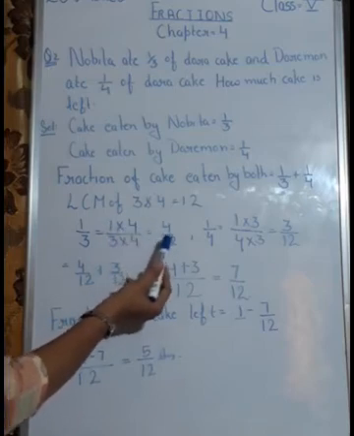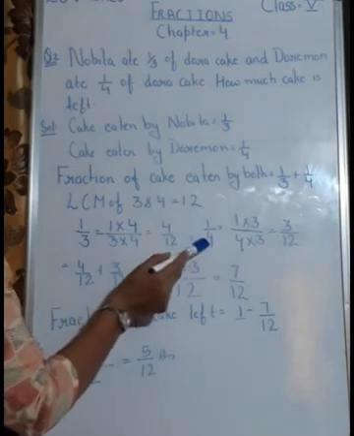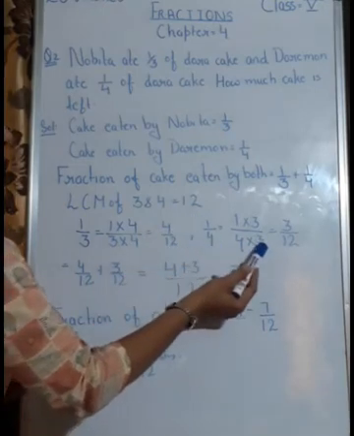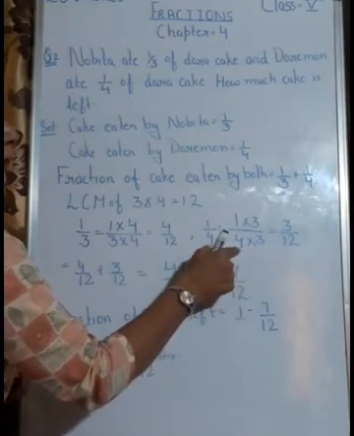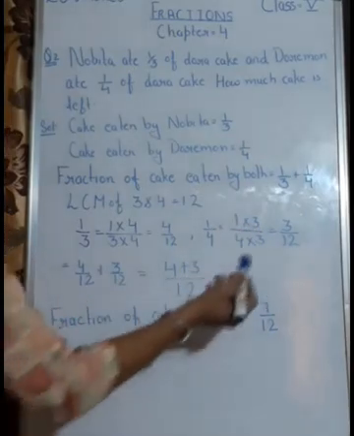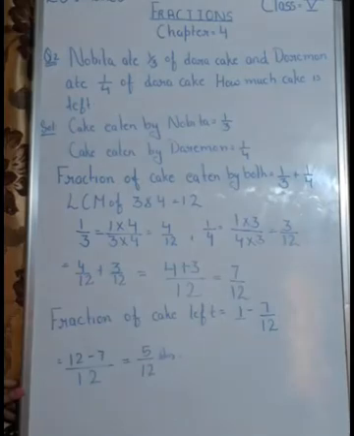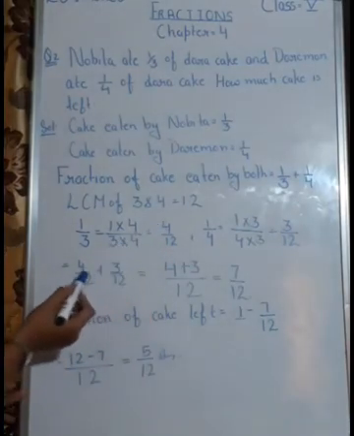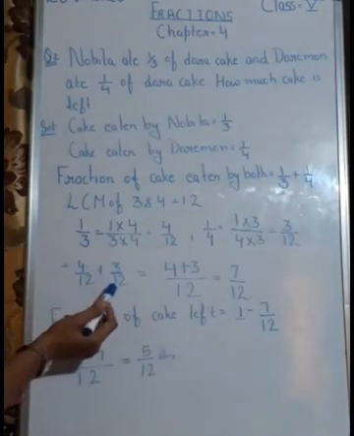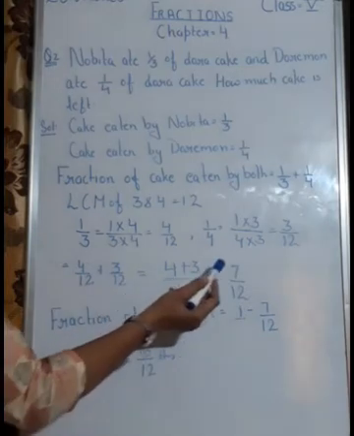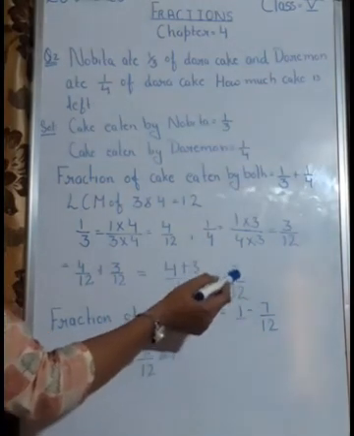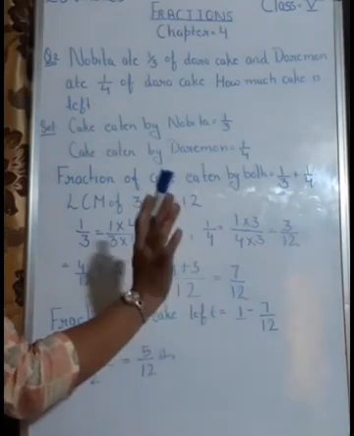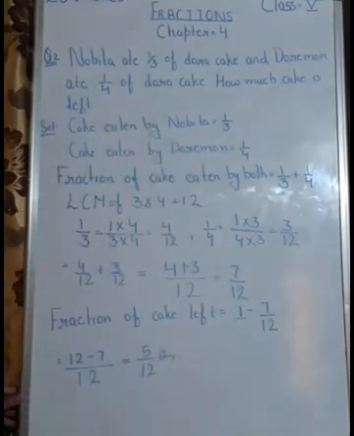and it will be 4 by 12. Similarly with this 1 by 4, you have to multiply 4 by 3 so that you can get 12. If you are multiplying the denominator with 3, you have to multiply the numerator with 3. It becomes 3 by 12. Now you have to add them, that is 4 by 12 plus 3 by 12. And when you add them, it is 7 by 12. It means 7 by 12 is the fraction of the cake that has been eaten by both Nobita and Doraemon.